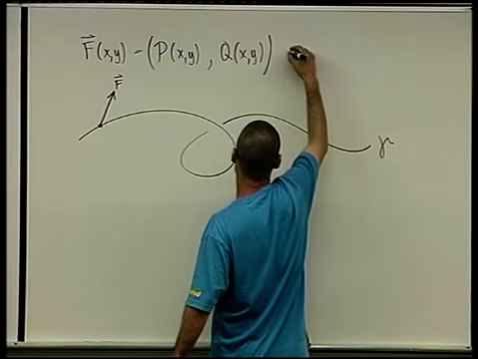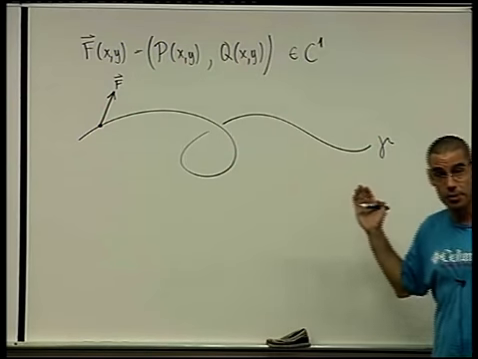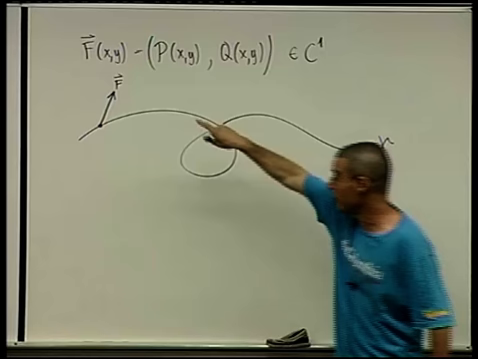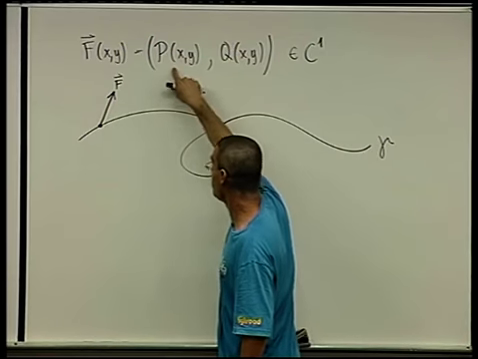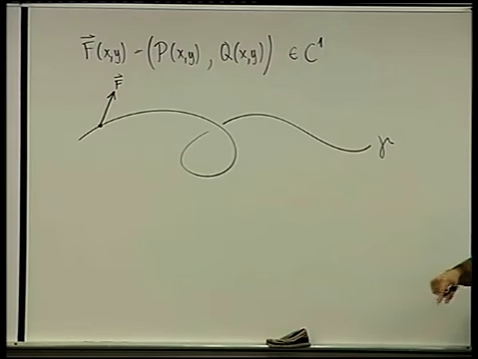If I want to make it a field from R3 to R3, then it's going to have to be an f of x, y, z, and there's going to be p of x, y, z, q of x, y, z, r of x, y, z, in the 3 directions, i, j, and k. Okay. Let's just write it like this for now.